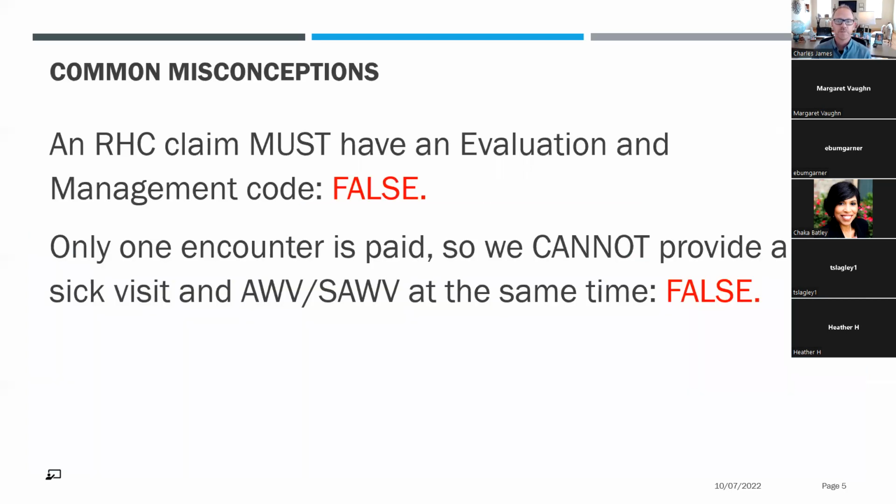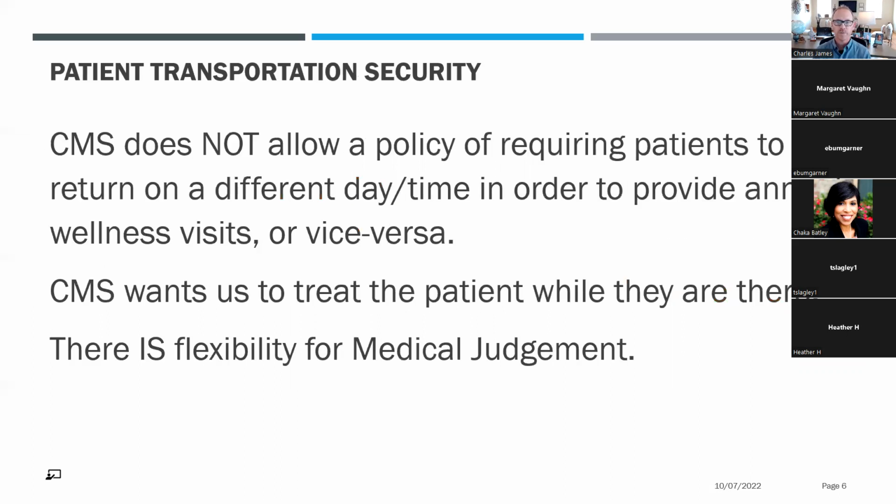So here are some of the misconceptions. We've got to have a 99201 through a 99215 on an RHC claim for it to be paid. That is false. Conversely, the other issue is, since we can only get one encounter paid at a time, we shouldn't report sick visits or annual wellness visits together. Or since only one encounter is paid, we can't provide a sick visit and an annual wellness visit together. So that is wholesale false.